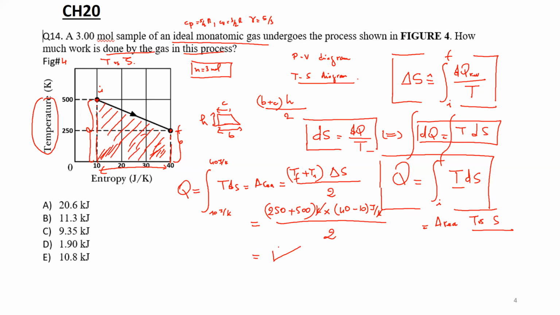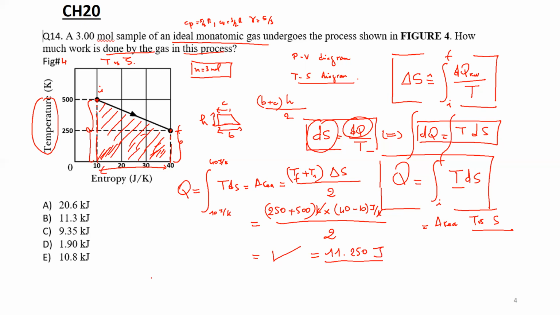Okay. And of course, this heat is a positive one because it helped increase my entropy. The change in entropy has the same sign as the heat. So here the heat is absorbed, if I remember correctly. So if you do the calculation, you get 11,250 Joule. Okay, this is the heat. Now, still, that's not the question. The question is how much work is done by the gas in this process.